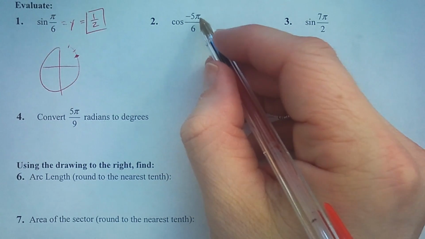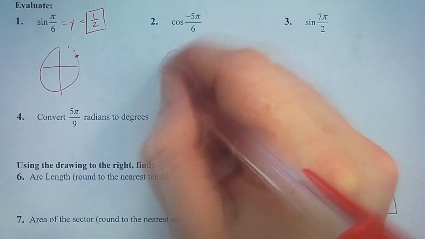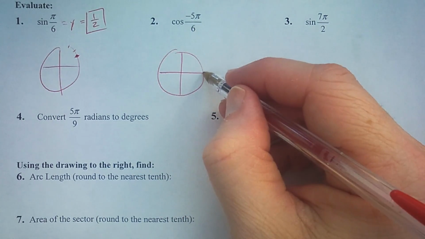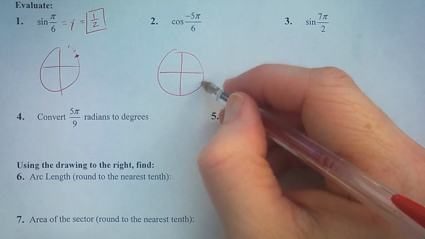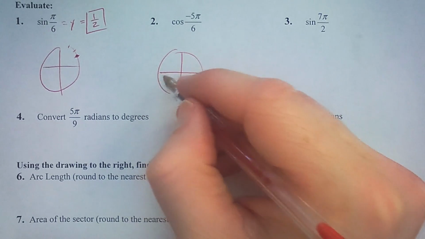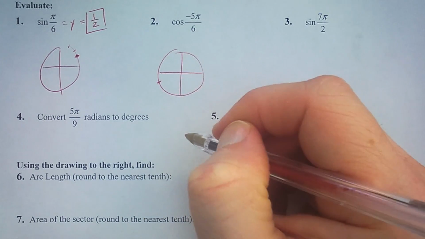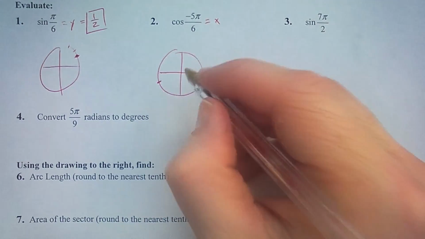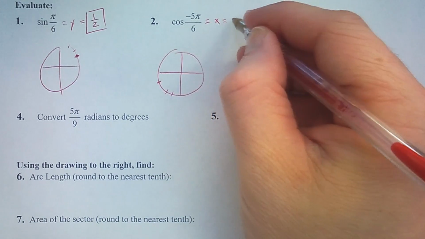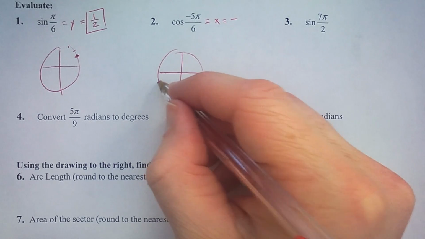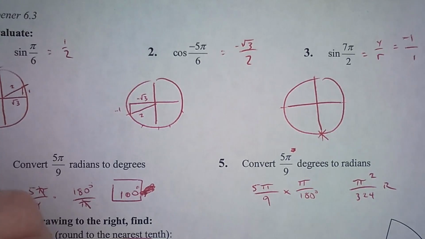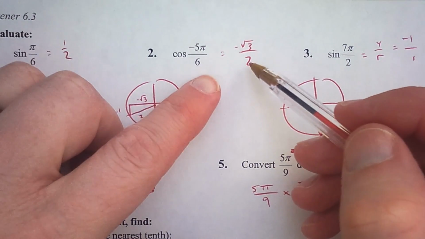Cosine at negative 5 pi over 6. Okay, so negative means we are going clockwise. So if we go clockwise all the way to here, we're at negative 6 pi over 6, so we'll go back 1/6, and we are right here. Cosine is the x value. That is position 1, 2, 3 to the left. So it's negative, and because it's in the third position, it is root 3 over 3. Correction, that is negative root 3 over 2.